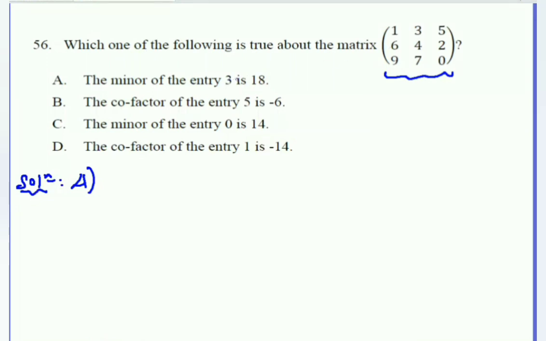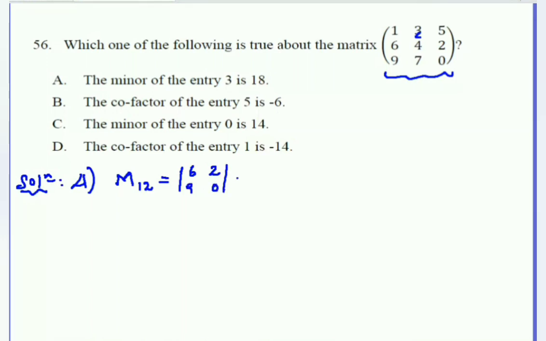First of all, the minor of the element 3, this element is in the first row and second column. The minor of the number 3 is denoted by 1, 2. This 1 refers to row and 2 is column. So the minor of 1, 2 is obtained by eliminating the first row and second column. The remaining elements will be 6, 2, 9, 0.